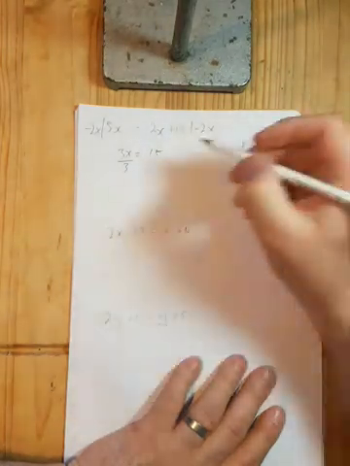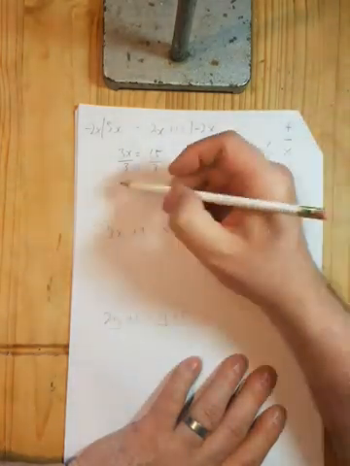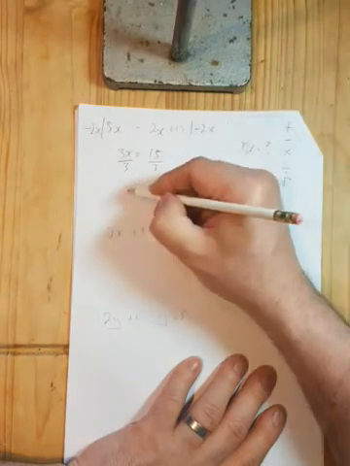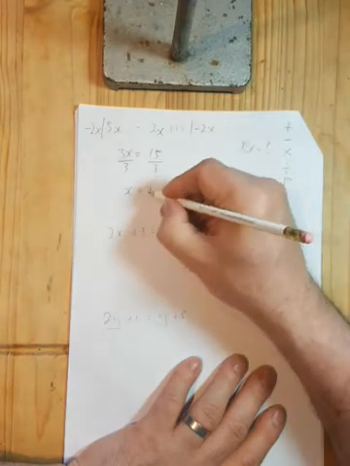But whatever I do to one side, I must do to the other. Divide the right-hand side by 3. 3 divided by 3 is 1, so x. 15 divided by 3 is 5.